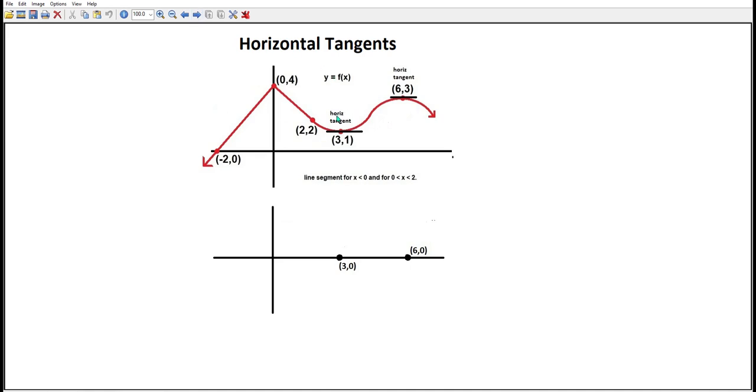We can see that there's a horizontal tangent at x equals 3. There's a horizontal tangent at x equals 6, which means that (3, 0) is on f prime because the derivative at 3 is 0, and (6, 0) is also on the graph of f prime.